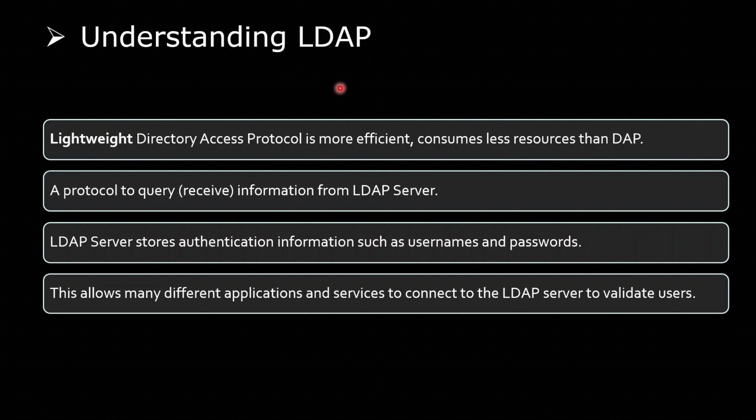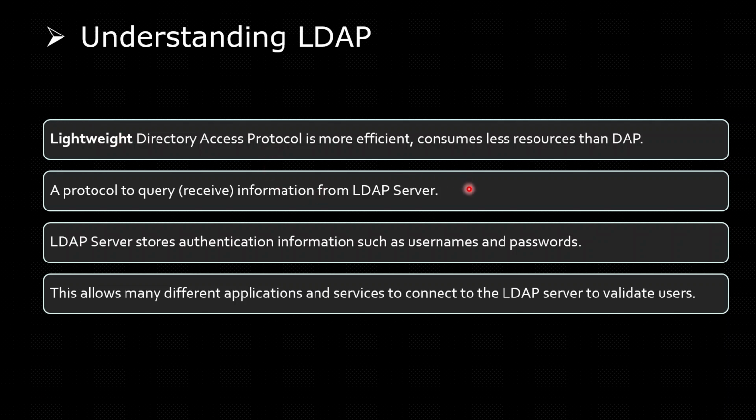For Active Directory you have multiple protocols, and one of them is the LDAP protocol. Traditionally they were using DAP, which is Directory Access Protocol, but there is a lightweight version of it called LDAP, the Lightweight Directory Access Protocol. Why are they using it? Because it is more resource efficient and consumes fewer resources, as it is a light version of DAP. That is why we use LDAP.